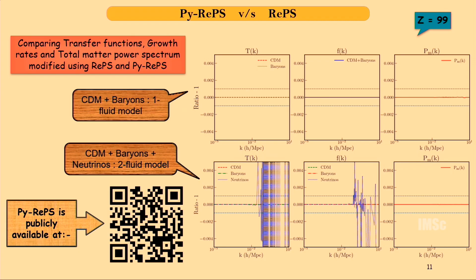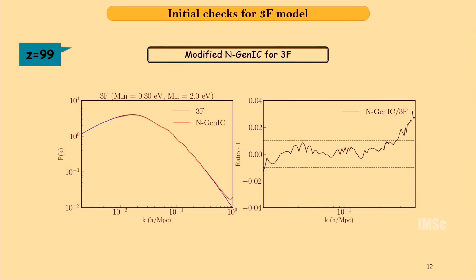You can scan this QR for the GitHub page, and then pyreps is done. So my modification to reps is done. Next step is to modify engine IC.